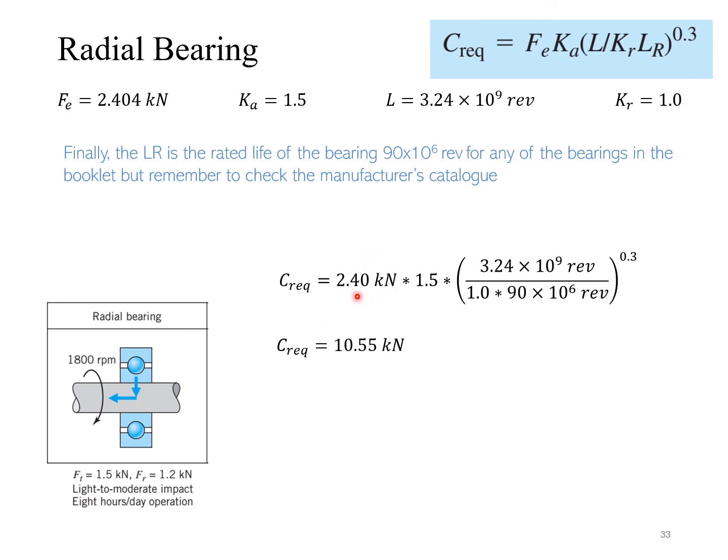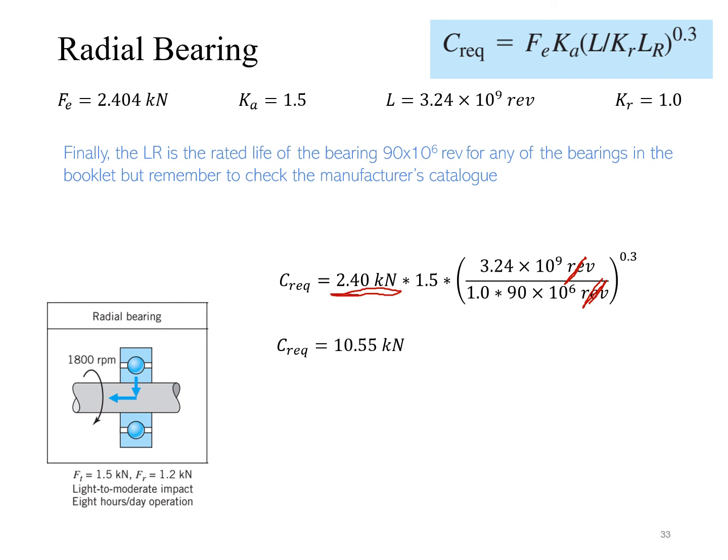Again, Fe is 2.4, Ka is 1.5. Next is going to be the life that we want in revolutions, 3.24 times 10 to the 9 revolutions, divided by the reliability factor, which is unitless, and then the rated life of the bearing, which is 90 times 10 to the 6. Hopefully you can see in this equation that revolutions cancel with revolutions. So everything in here is unitless with the exception of the equivalent load in kilonewtons.